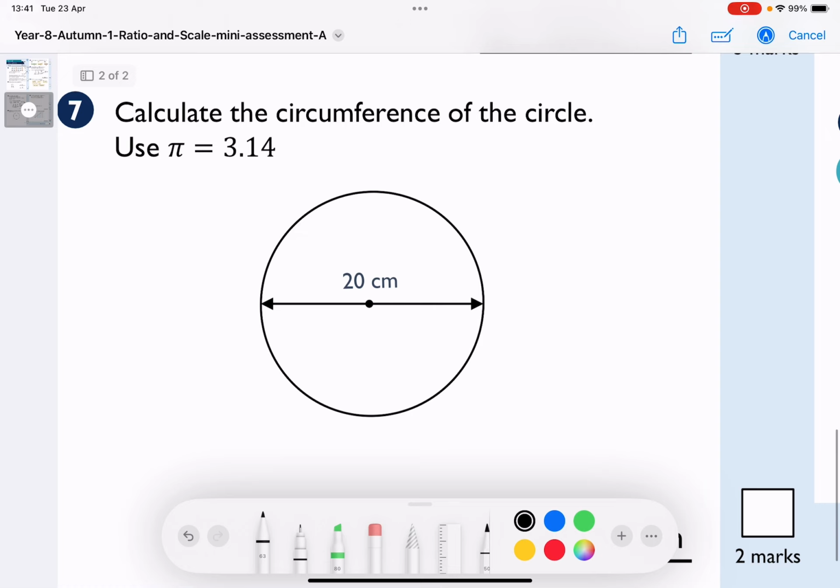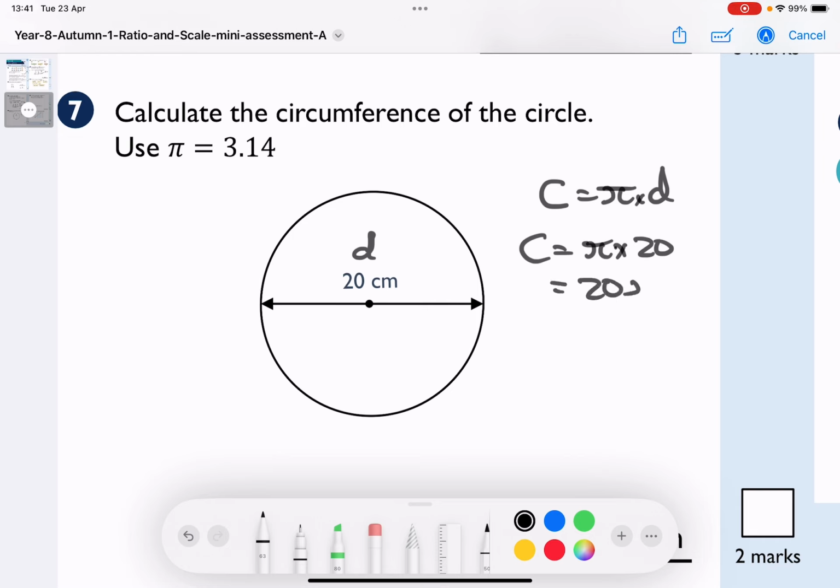Question 7, calculate the circumference of the circle. Use pi equals 3.14. You need to know the formula for the circumference of a circle. I always use pi d, which basically means pi times d. So in this case, the diameter is 20. That's all the way across through the centre. So the circumference is pi times 20. If this was in terms of pi, I would call it 20 pi.